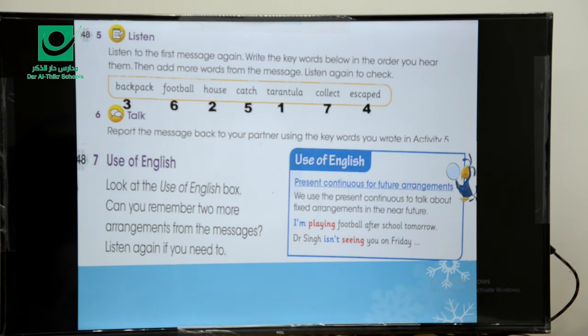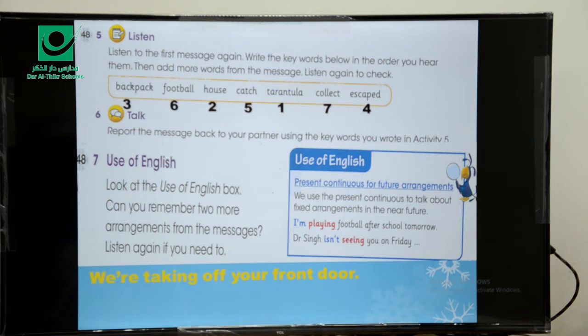You know, just to remind you of the form of the present continuous, we use verb to be, am, is, are, and the verb plus ing. I say I am reading. They are playing. She is visiting. See, like this. Dr. Singh isn't seeing you on Friday. It means next Friday.